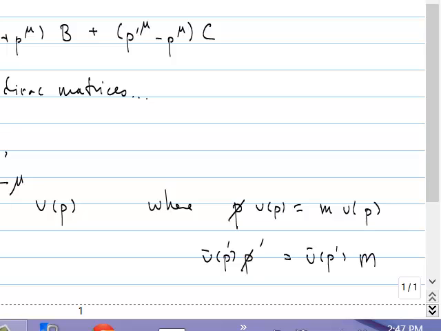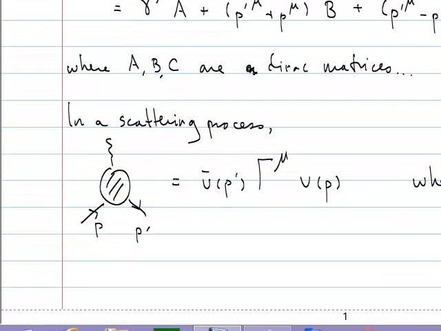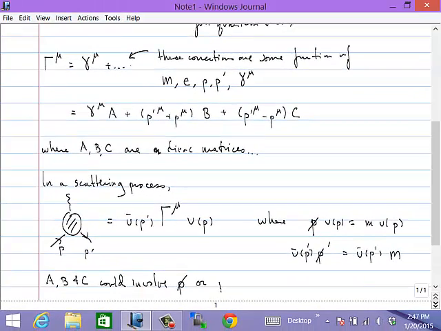So what does this mean? A, B, and C are scalars, so they have no vector index, but they are 4x4 Dirac matrices. And so in principle, A, B, and C could involve things like P slash or P slash prime, which are the only non-trivial Dirac matrices that you could construct from M, E, P, P prime, and gamma mu.